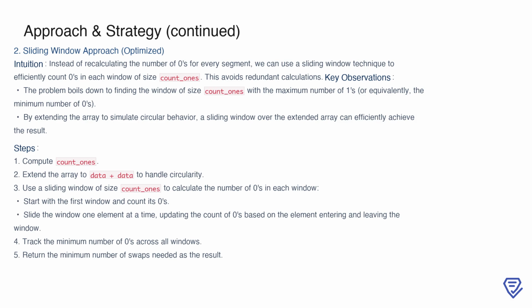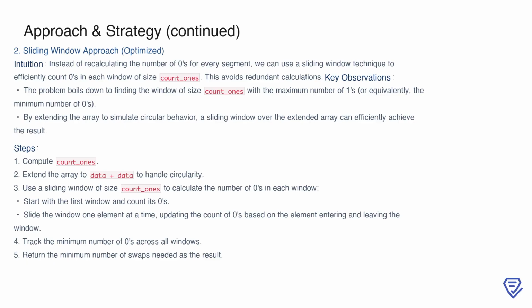Instead of recalculating the number of swaps for every segment, we use a sliding window technique to efficiently count the number of zeros in each window of size count_ones. This eliminates redundant calculations and saves computation time. The key insight here is that the problem can be reframed as finding a window of size count_ones that contains the maximum number of ones, or equivalently, the minimum number of zeros.